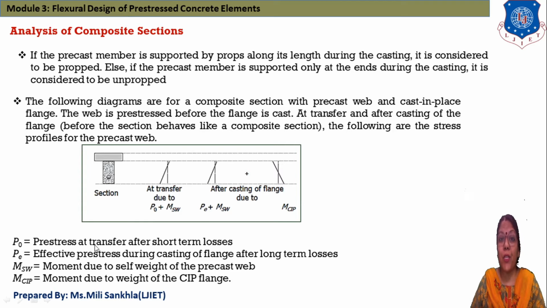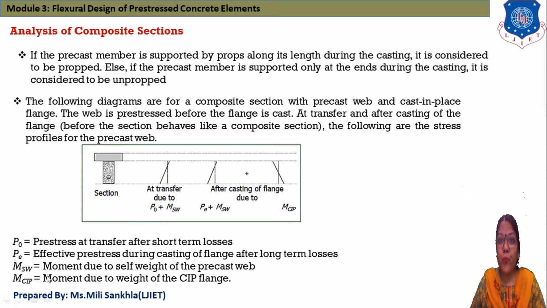Now what is PO? PO is the prestress at transfer after short term losses. Now what is PE? PE is the effective prestress during casting of the flange, after long term losses. Please understand what PO is. PO is the prestress at transfer after short term losses, and PE is the effective prestress during casting of this flange, after long term losses.